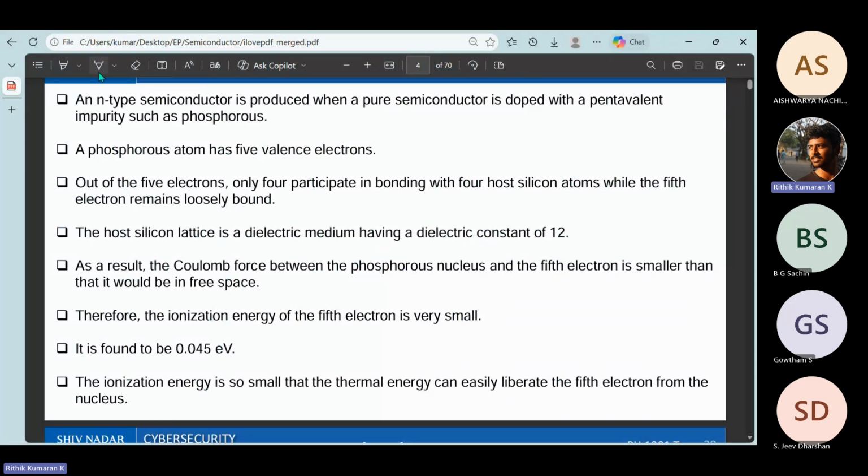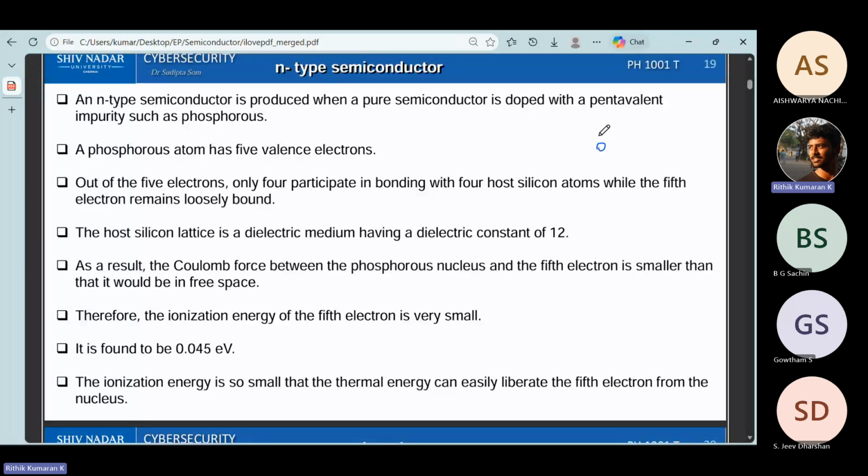If I have to say, consider this to be silicon. It will have 4 valence electrons. Another 4 silicon elements would be around it, so it will make a covalent bond with them. And this silicon is the host element because it is present in the semiconductor itself.